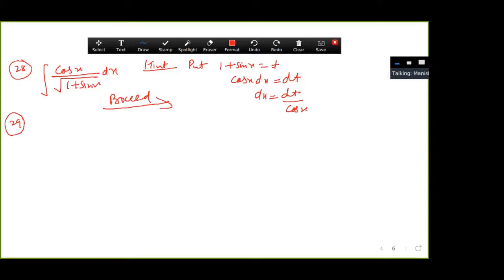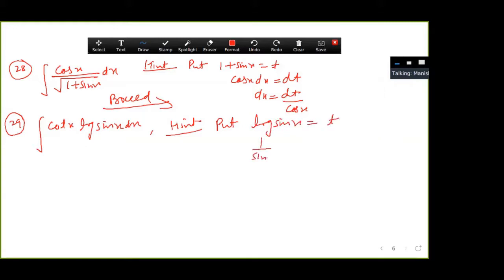The question number 29. Integrate the question cot x log of sin x dx. Now it's an easy one. Hint of this question is put log sin x is equal to t. Derivative of log sin x is 1 upon sin x, and the derivative of sin x again is cos x, and dx is equal to dt.